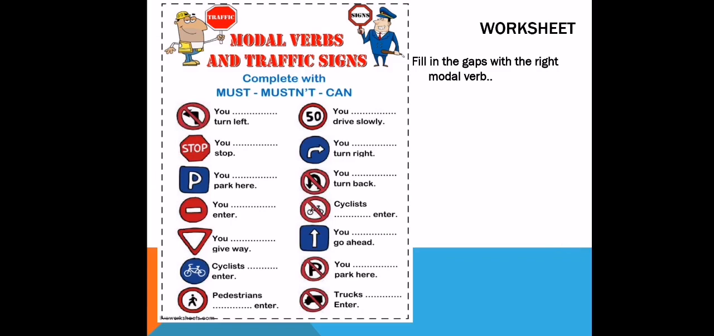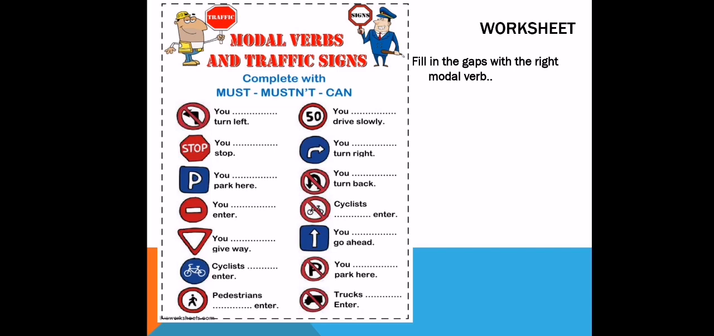Now we have the next modal verbs worksheet. We have traffic signs. We're going to complete the sentences with must, mustn't, or can. I'll do the first two with you so you get the idea. So number 1, we have a turn left sign and then a cross between it. I don't know if you're familiar or not with traffic signs, but this one tells you that you cannot turn left. So the most suitable modal verb for us to use here is mustn't.